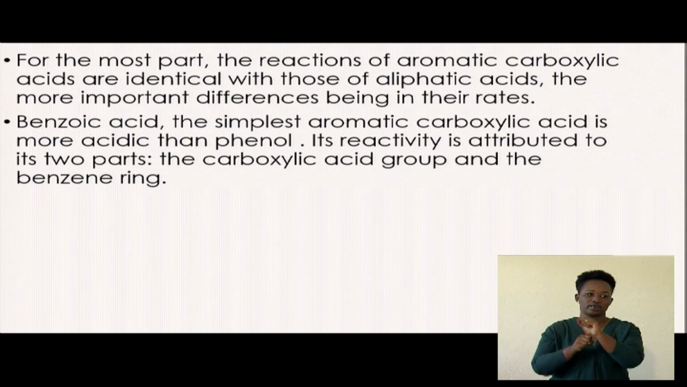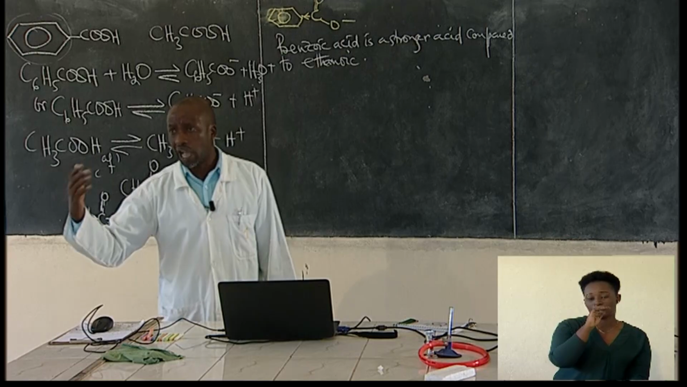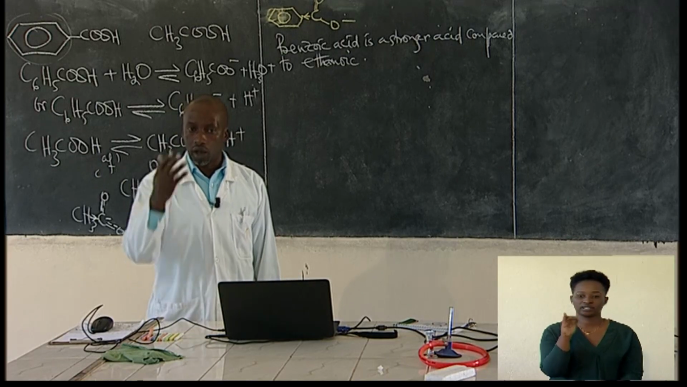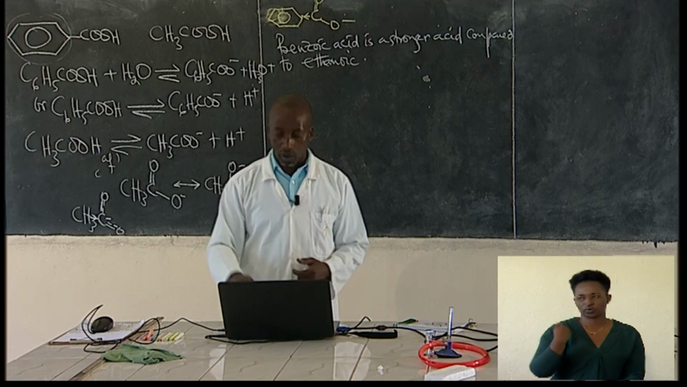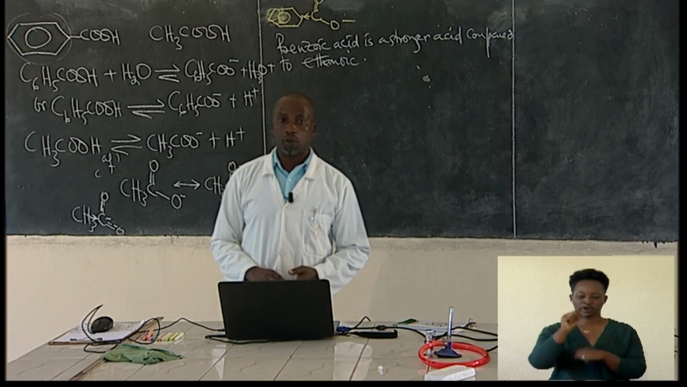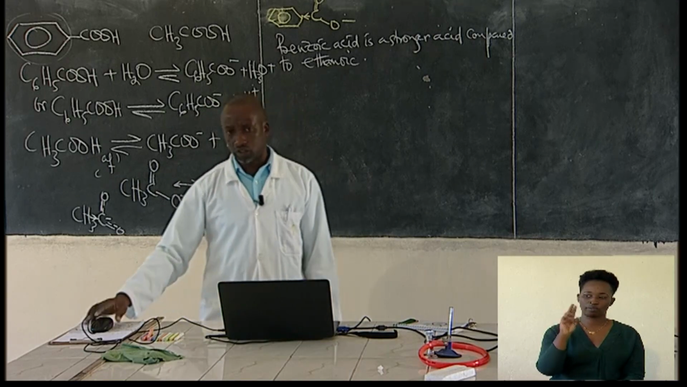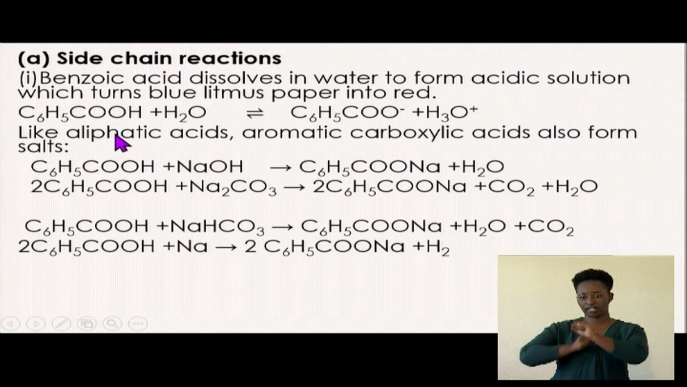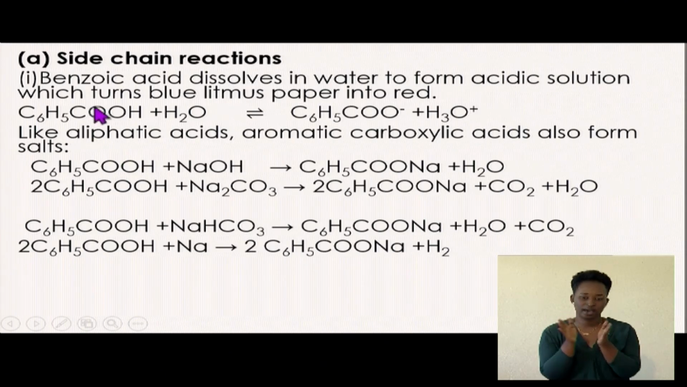these reactions take place. Compared to phenol, these carboxylic acids are stronger acids. We mentioned that slightly back in the previous lesson when we were talking about the phenol compounds. So some of the reactions that we talk about, the side chain reactions, are similar to those of aliphatic acids, and they are similar even to those of acids reacting as an acid.